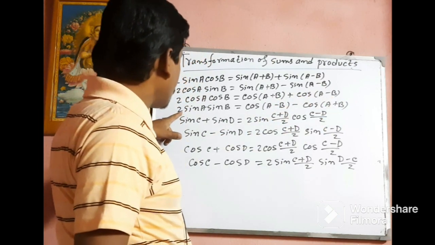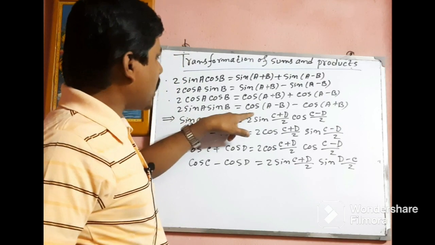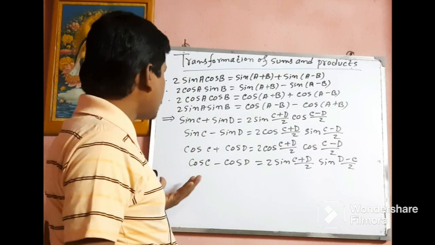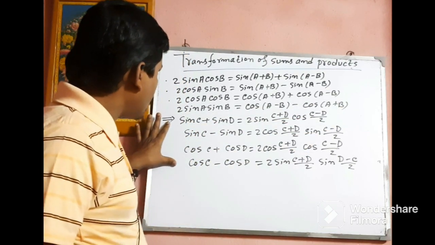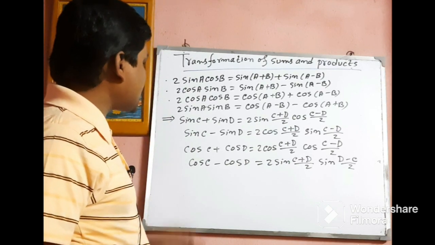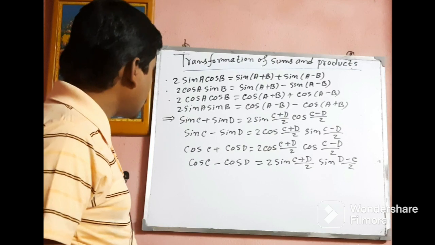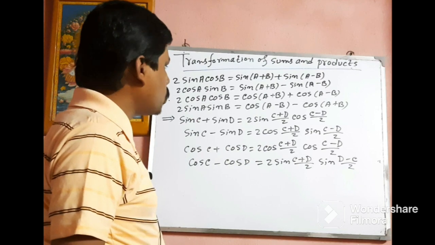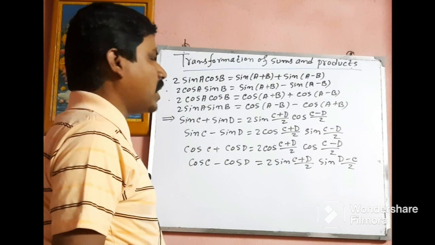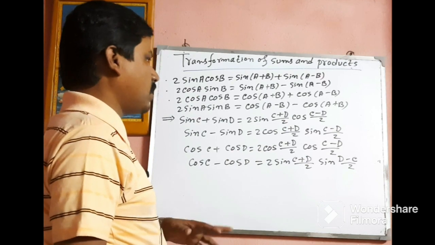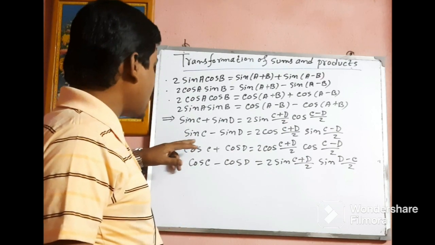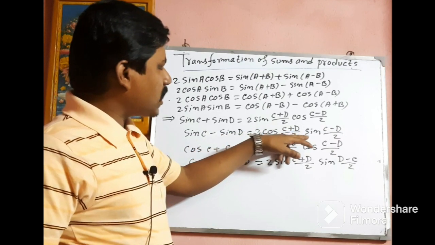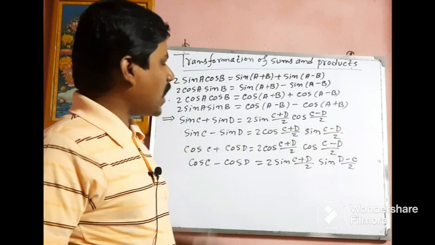And the fourth law is 2 sin A sin B is equal to cos of A minus B minus cos of A plus B. And the next step we can see the same type of formula, that is sin C plus sin D and sin C minus sin D, cos C plus cos D and cos C minus cos D. Sin C plus sin D is equal to 2 sin C plus D by 2 into cos C minus D by 2. The next formula, sin C minus sin D is equal to 2 cos C plus D by 2 multiplied with sin C minus D by 2.